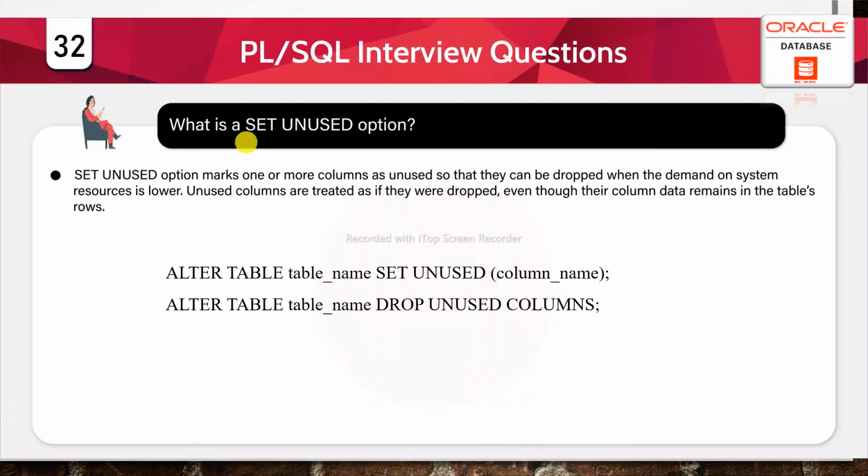Next we have, what is the set unused option. The set unused option marks one or more columns as unused so that they can be dropped when the demand on the system resources is low. Unused columns are treated as if they were dropped, even though the column data remains in the table row. So we have syntax like you can see here: alter table, table name, set unused, and we write a column name. So this will be an unused column.